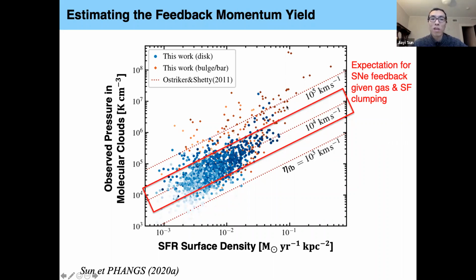For example, when you have a bar driving gas inward into the galaxy center, you have a lot of released energy from the gravitational potential, and that could also feed the turbulence. So that's the picture here.